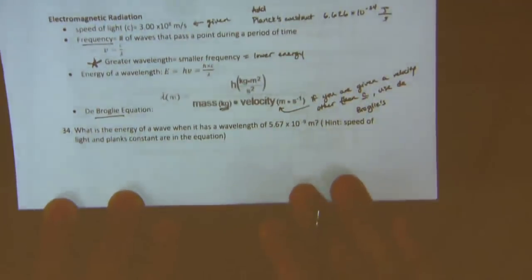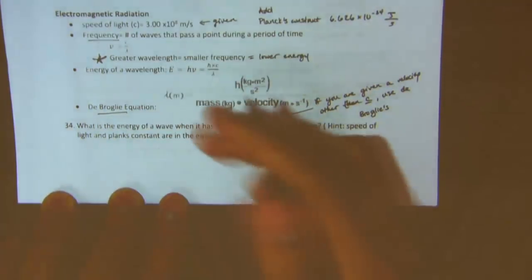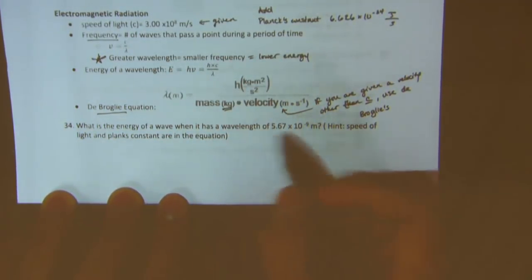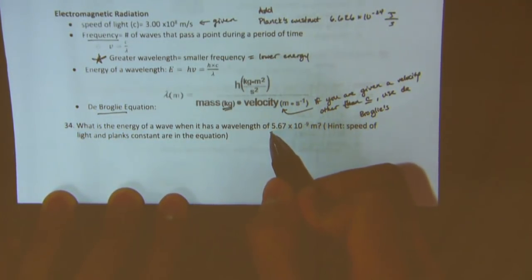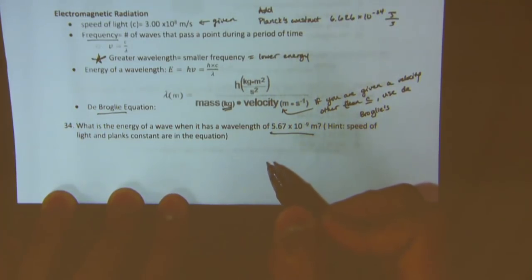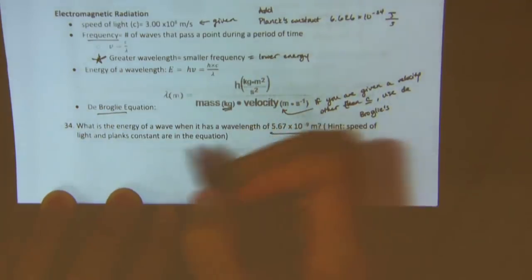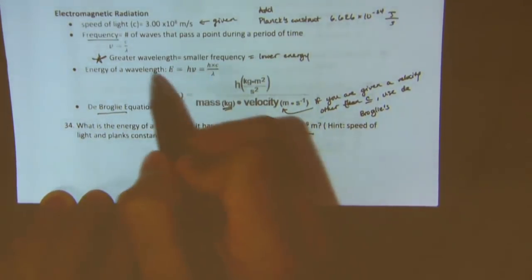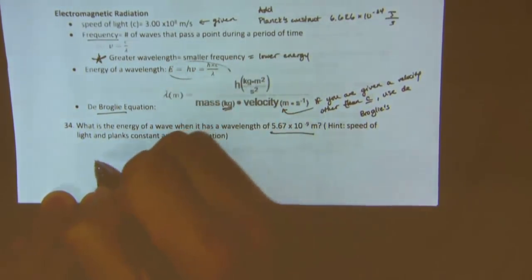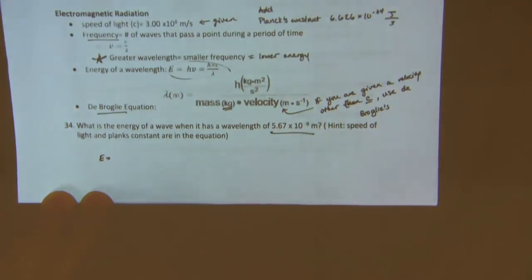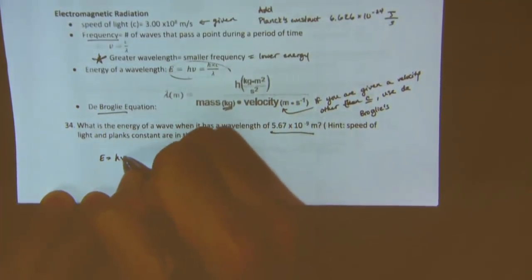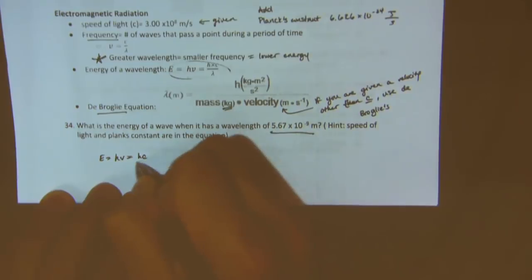So moving down, we're going to apply some of the things up here. What is the energy of a wave that has a wavelength of 5.67 times 10 to the negative 9th meters? One hint is that the speed of light and Planck's constant are in the equation. So we're going to use this particular equation, right? E equals hν equals hc over lambda.